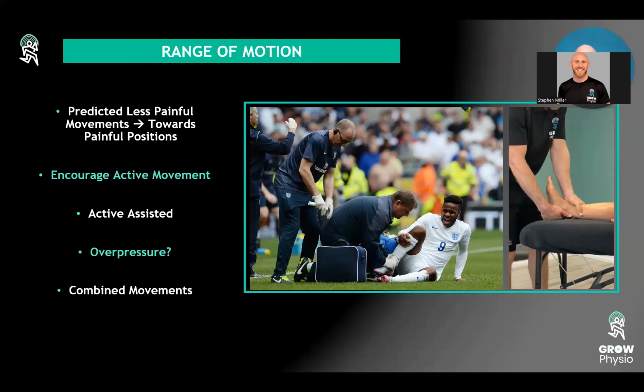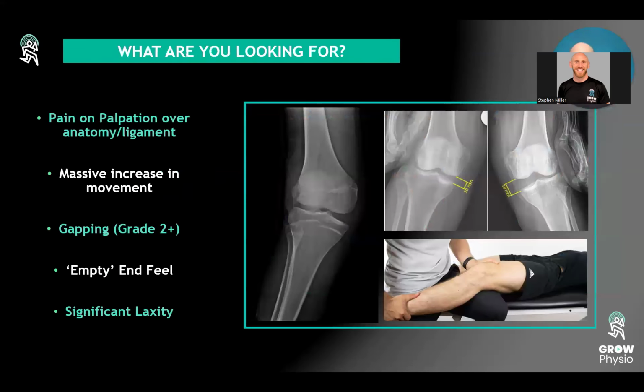And then it might be that we do it a little bit active assisted. Whether or not we apply overpressure will depend on the severity of the injury. Again, if it was an ankle, what I wouldn't be doing is ramming that into plantar flexion inversion and applying lots of overpressure, unless it was really low risk.